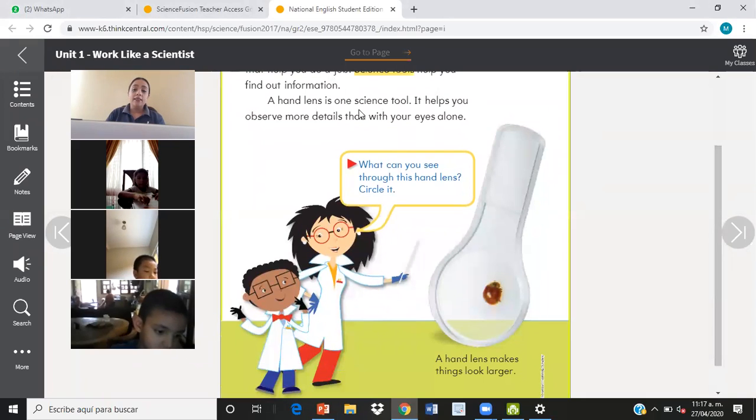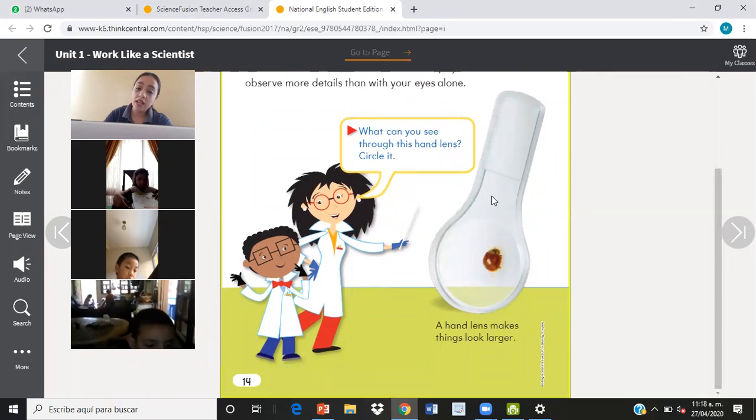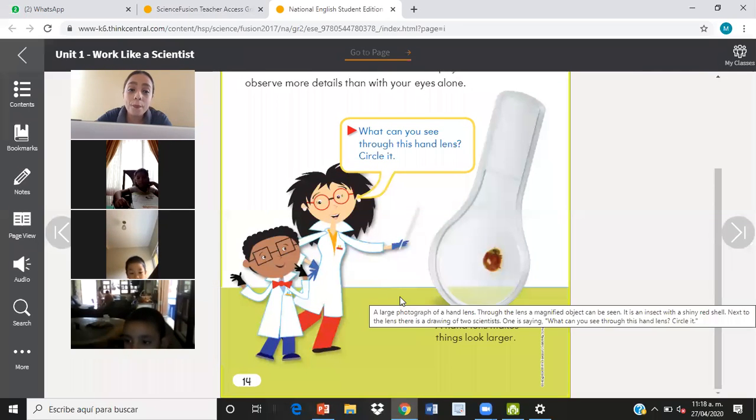A hand lens is one science tool. It helps you observe more details than with your eyes only. So the first science tool that we are going to learn is this one, which is a hand lens. What is a hand lens? Es una lupa. En español es una lupa.